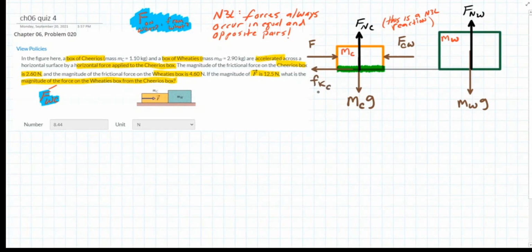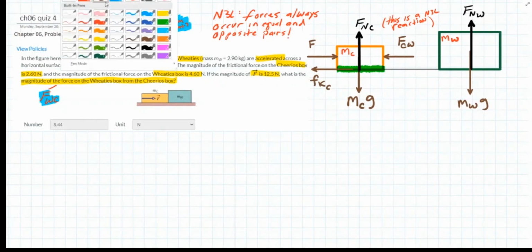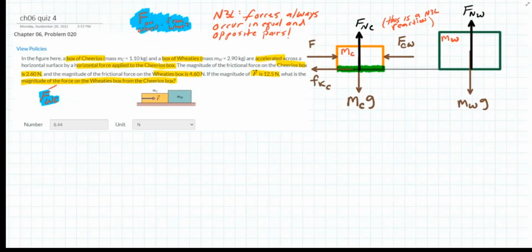Because the boxes are moving. How do I know they're moving? Because the problem says they are accelerated across the horizontal surface. So I know for a fact that the boxes are moving. If they are moving, there is for sure a kinetic friction force, because kinetic friction will always try to fight velocity. So this is FKW.